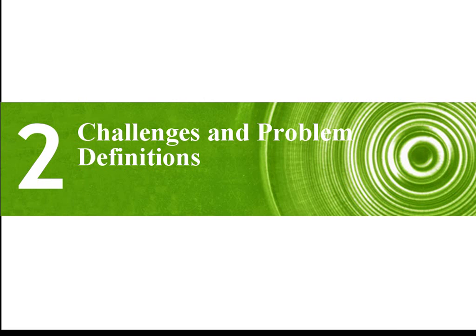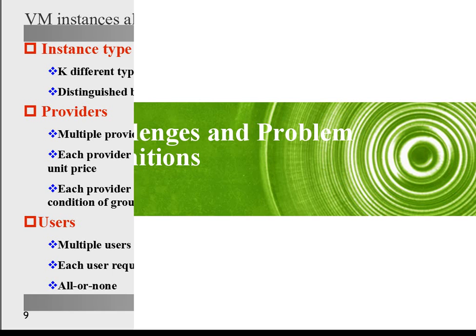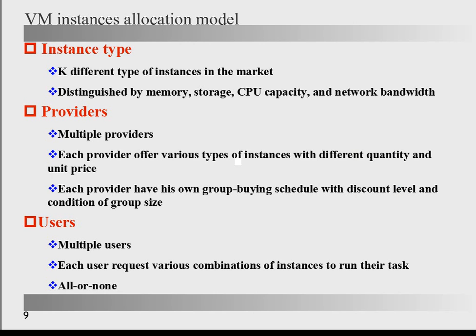Next, I will introduce the problem definition and the research challenges. Firstly, I will introduce the allocation model we used. In our virtual machine instances allocation model, there are k different types of instances, which are distinguished by memory, storage, CPU capacity, and network bandwidth. There are multiple providers, each of which offers various types of instances, with different quantity and unit price. And each provider also has his own group buying schedule with discount levels and conditions of group size. There are multiple users, and each user requests various combinations of instances to run his task in an all-or-none manner.